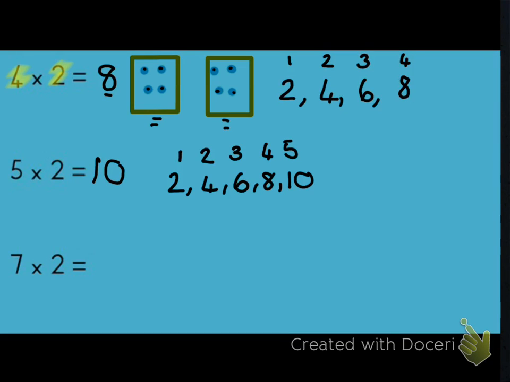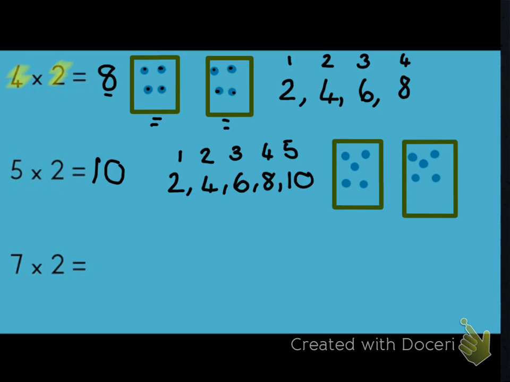Now, just to be safe, let's put these 5 Smarties into 2 groups. Together we have 1, 2, 3, 4, 5, 6, 7, 8, 9, 10. So 5 times 2 is 10.